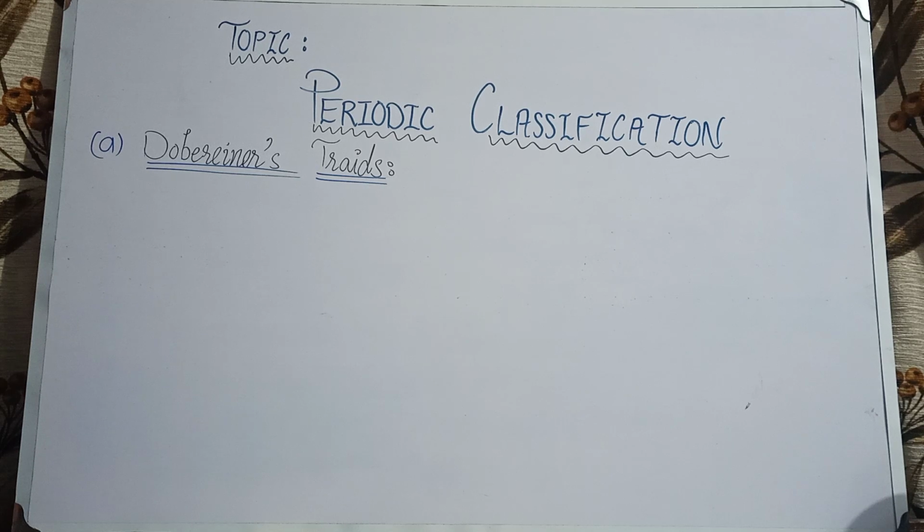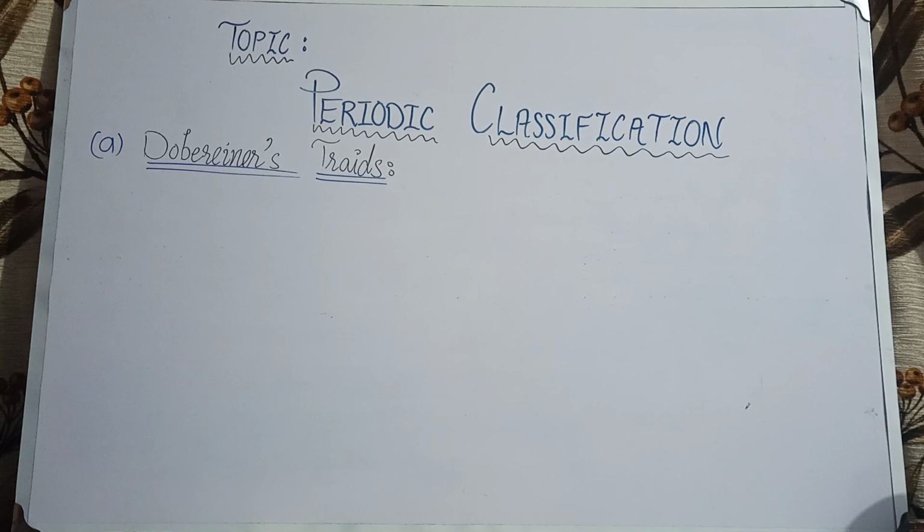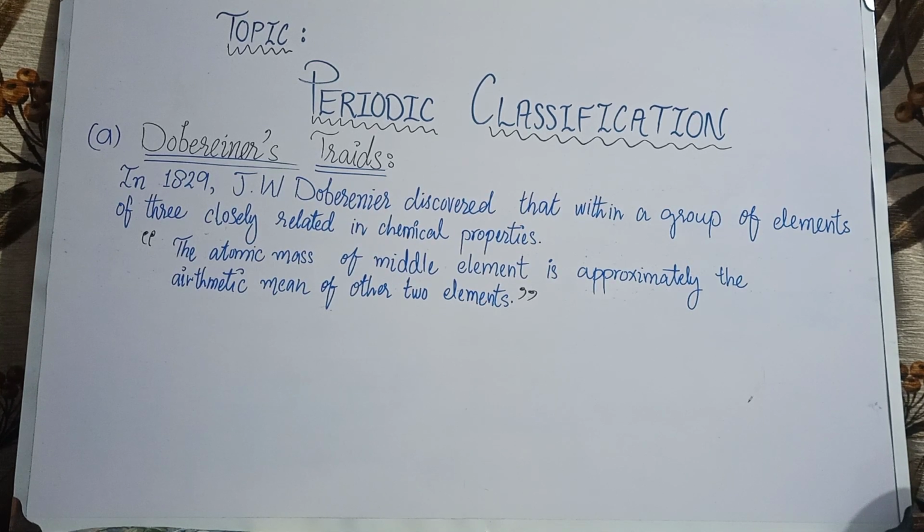After the acceptance of atomic mass values universally, attempts were made to find out relations between properties of various elements and their atomic masses. In 1829, a scientist named Dobereiner discovered that within a group of three elements closely related in chemical properties, the atomic masses are either nearly the same or the atomic mass of the middle element is approximately the arithmetic mean of the other two elements. These are called Dobereiner's triads. So this is the proper statement.